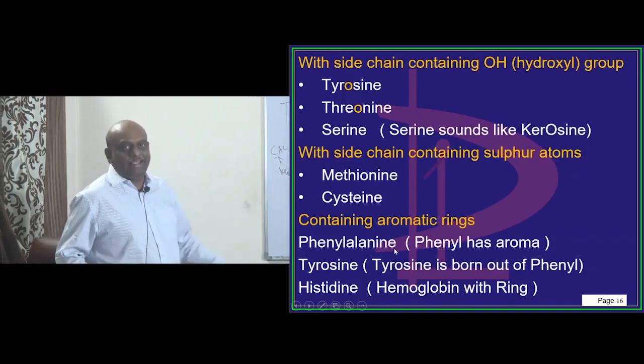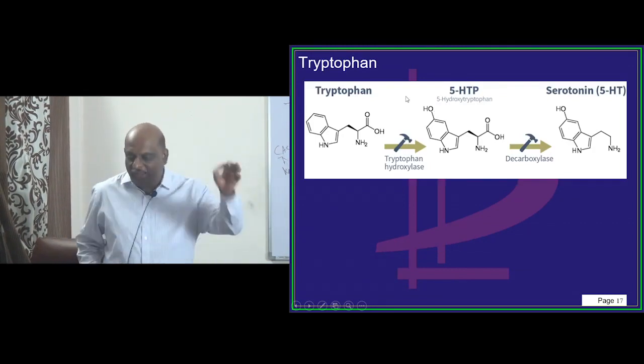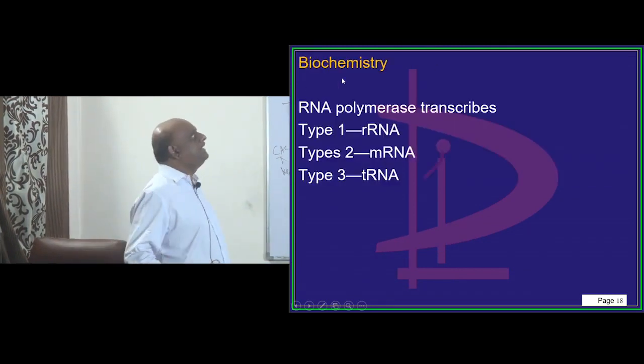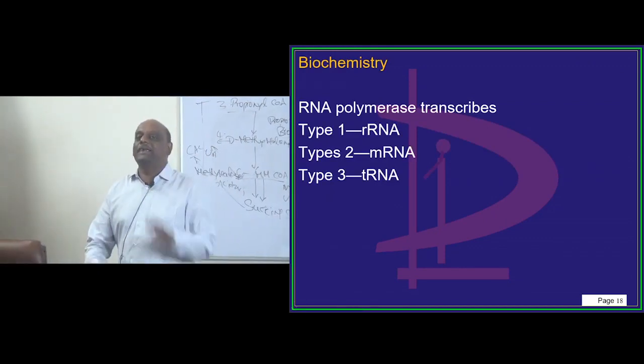So phenylalanine, tyrosine, histidine, tryptophan, they are all aromatic is what you have to ultimately remember. So that is the story of aromatic amino acids.